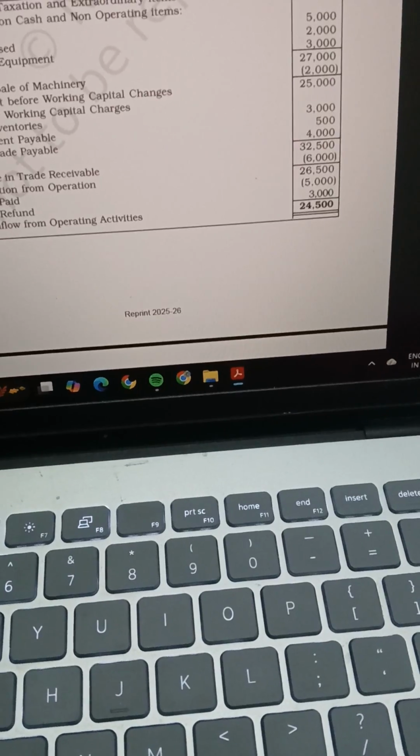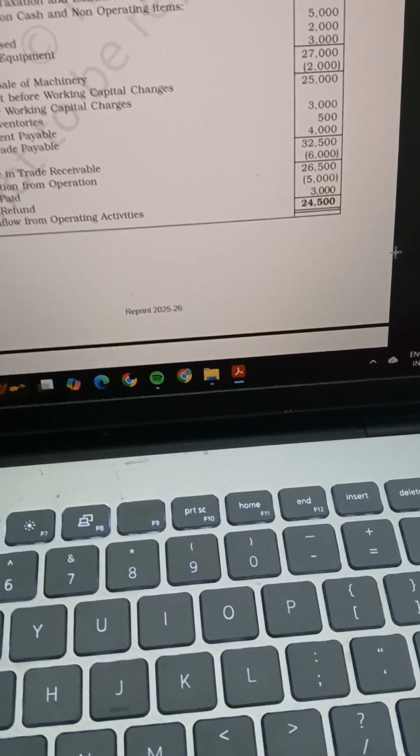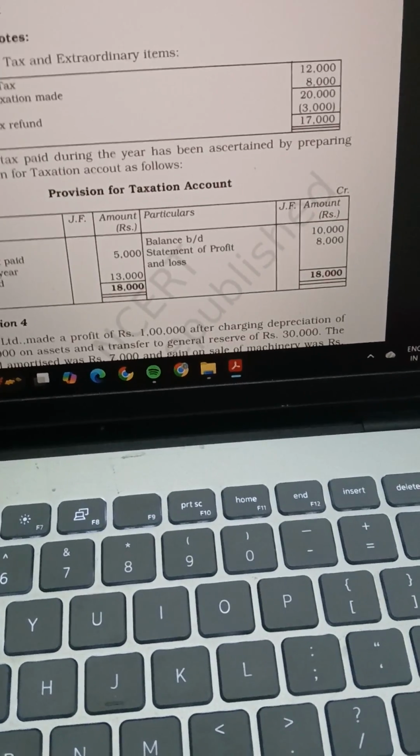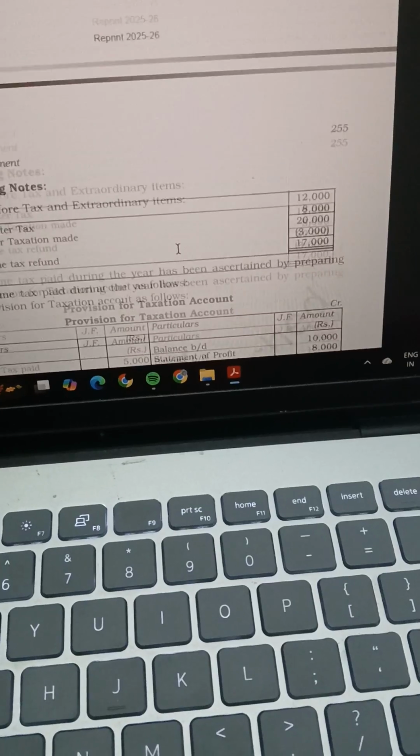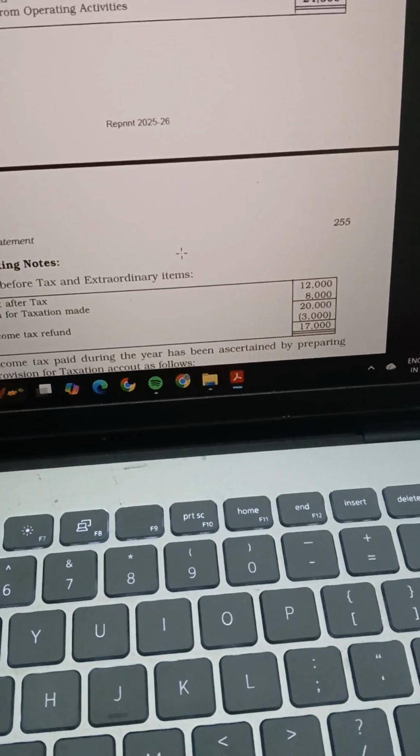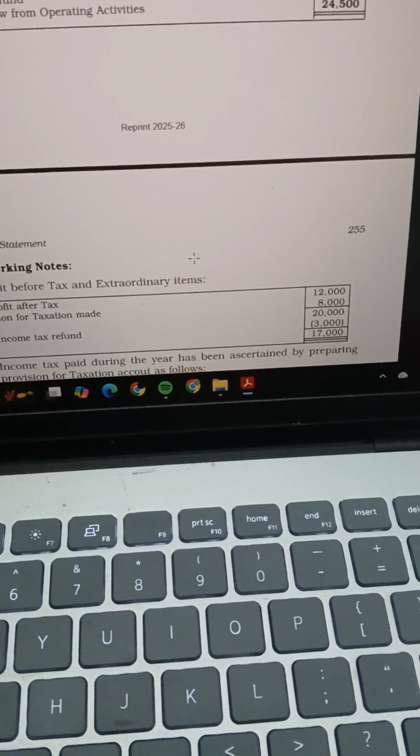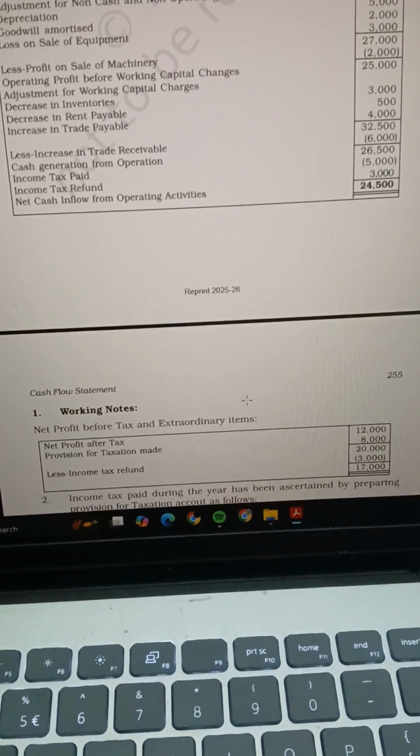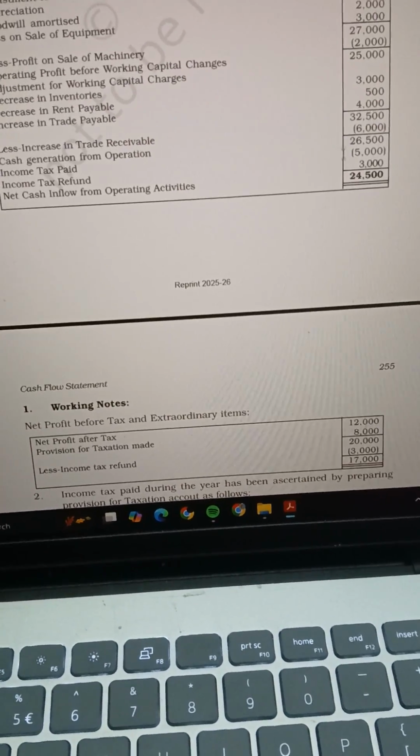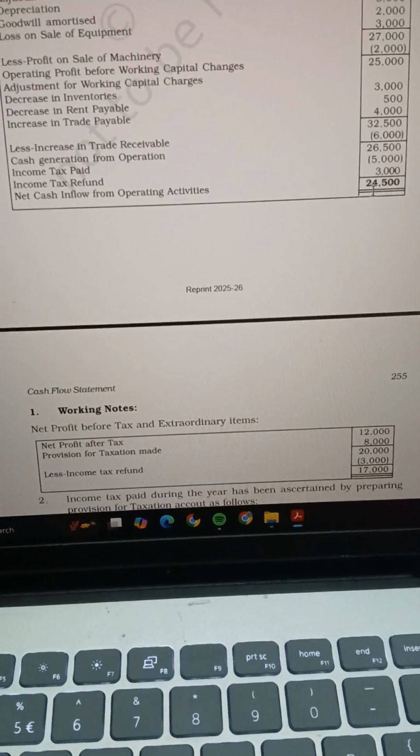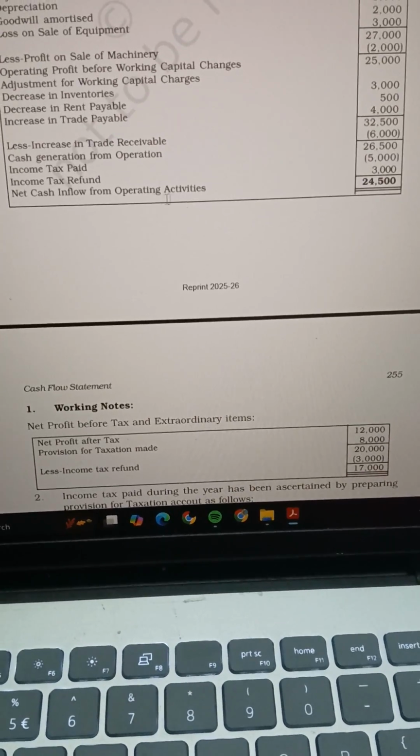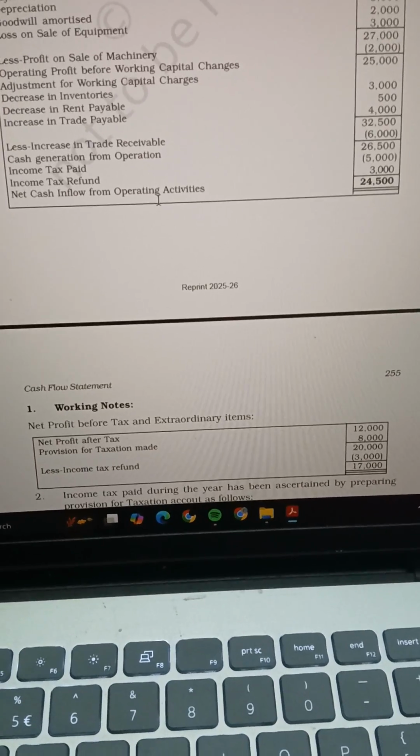Then there is the income tax paid that we have calculated by making the provision for taxation account. That is 5,000. This amount is the calculated figure, that is, the income tax paid during the year. Then we have to reduce it. Then the income tax refund, I have already shown, we have to add 3,000. So 26,500 minus 5,000 plus 3,000. The net amount will be 24,500. That will be the net cash inflows from operating activities.